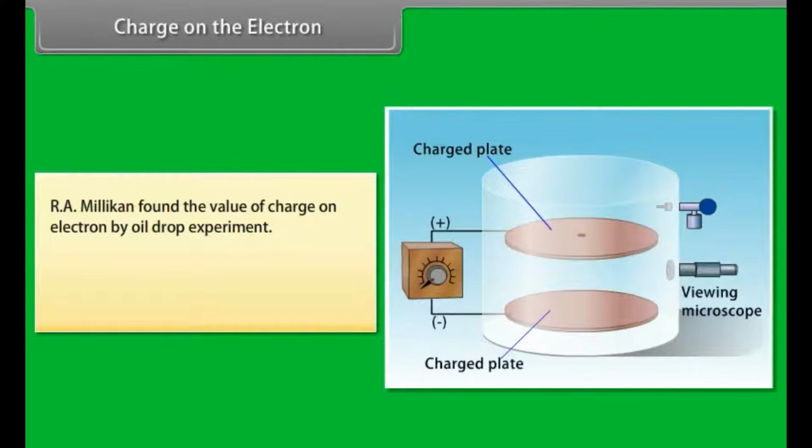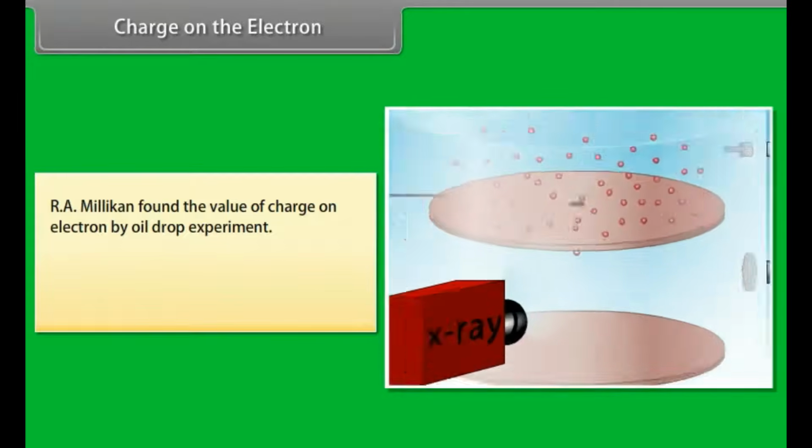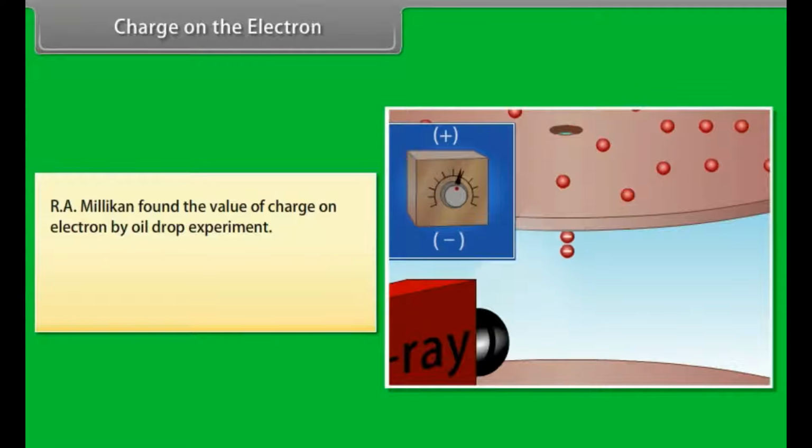Charge on the electron. R. A. Millikan found the value of charge on the electron by the oil drop experiment. The oil droplets enter the apparatus through a small hole and are allowed to fall in between two charged plates. The motion of the droplets is observed with a microscope. The space between charged plates is irradiated with X-rays. The X-rays ionize the molecules of air. One or more electrons thus produced may be absorbed by an oil droplet.